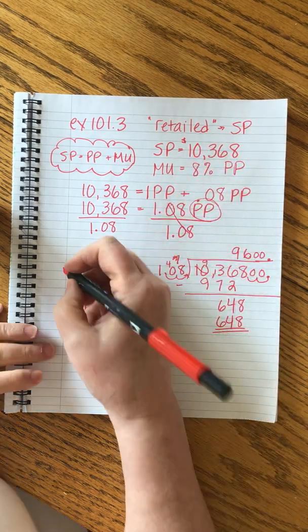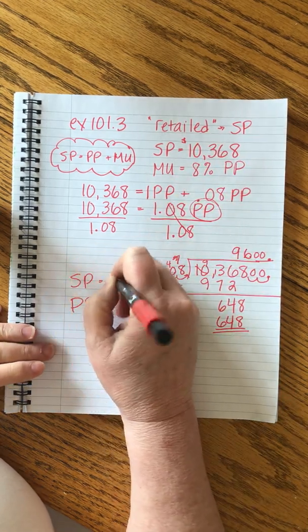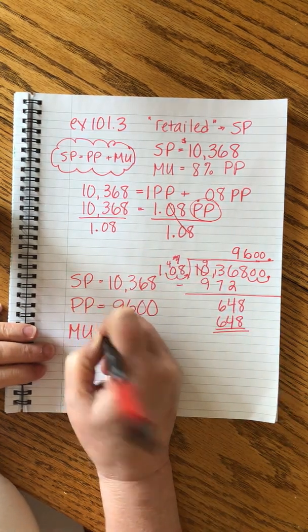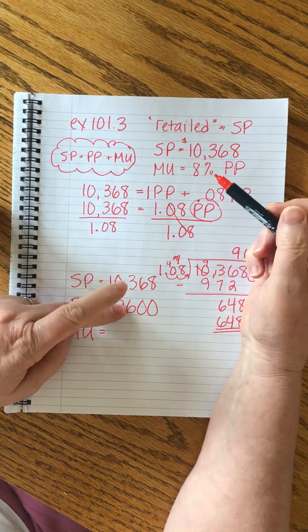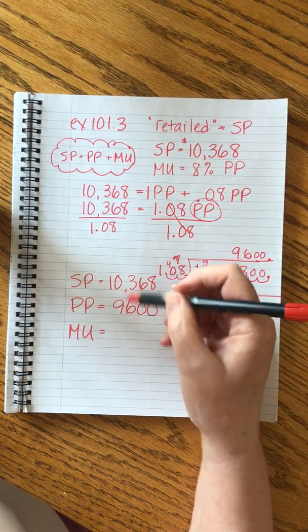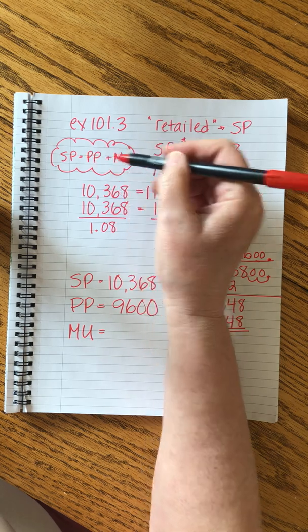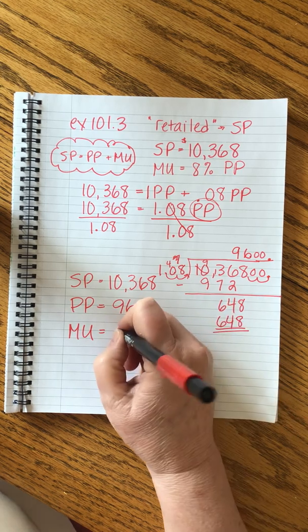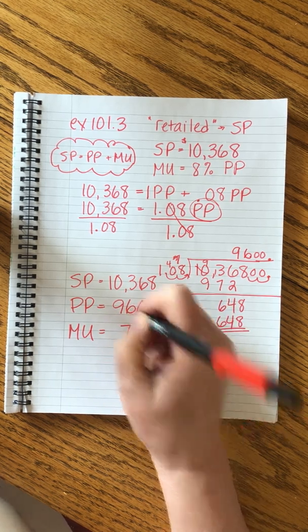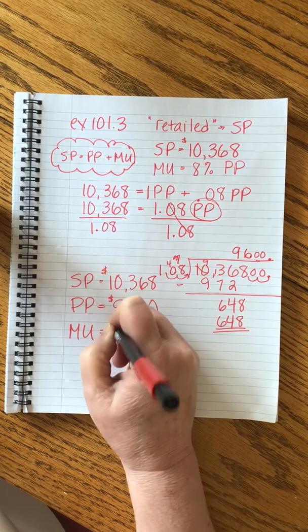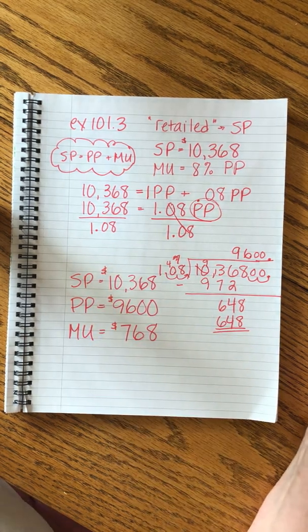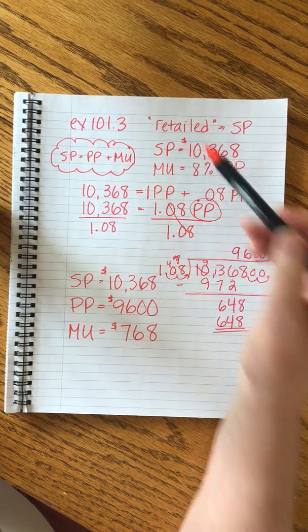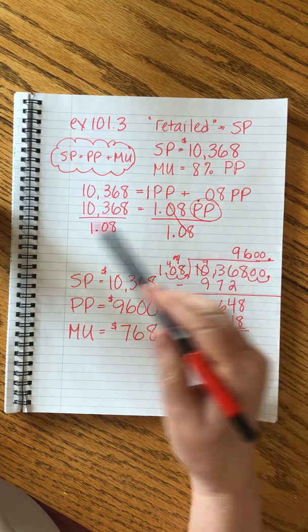We know the selling price, so I'm going to write that down as well. 10,368. And then we need to know the markup. We could multiply 8% times this, but I'd rather just subtract, wouldn't you? The selling price minus the purchase price equals the markup. And that would be 768. And we put dollars when we're doing problems about business, about money. We always put dollar signs at the beginning and at the end. We don't have to put them all the way through.